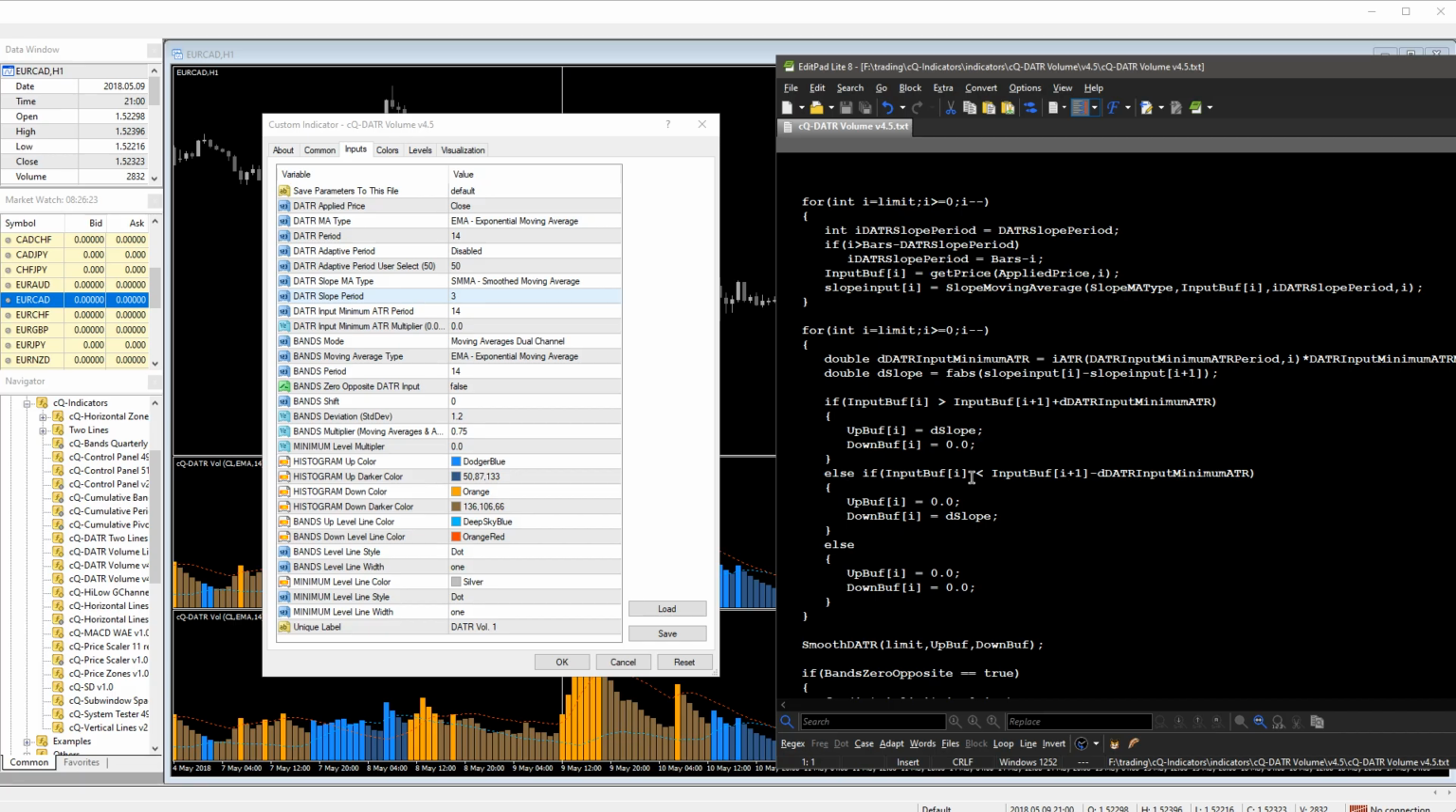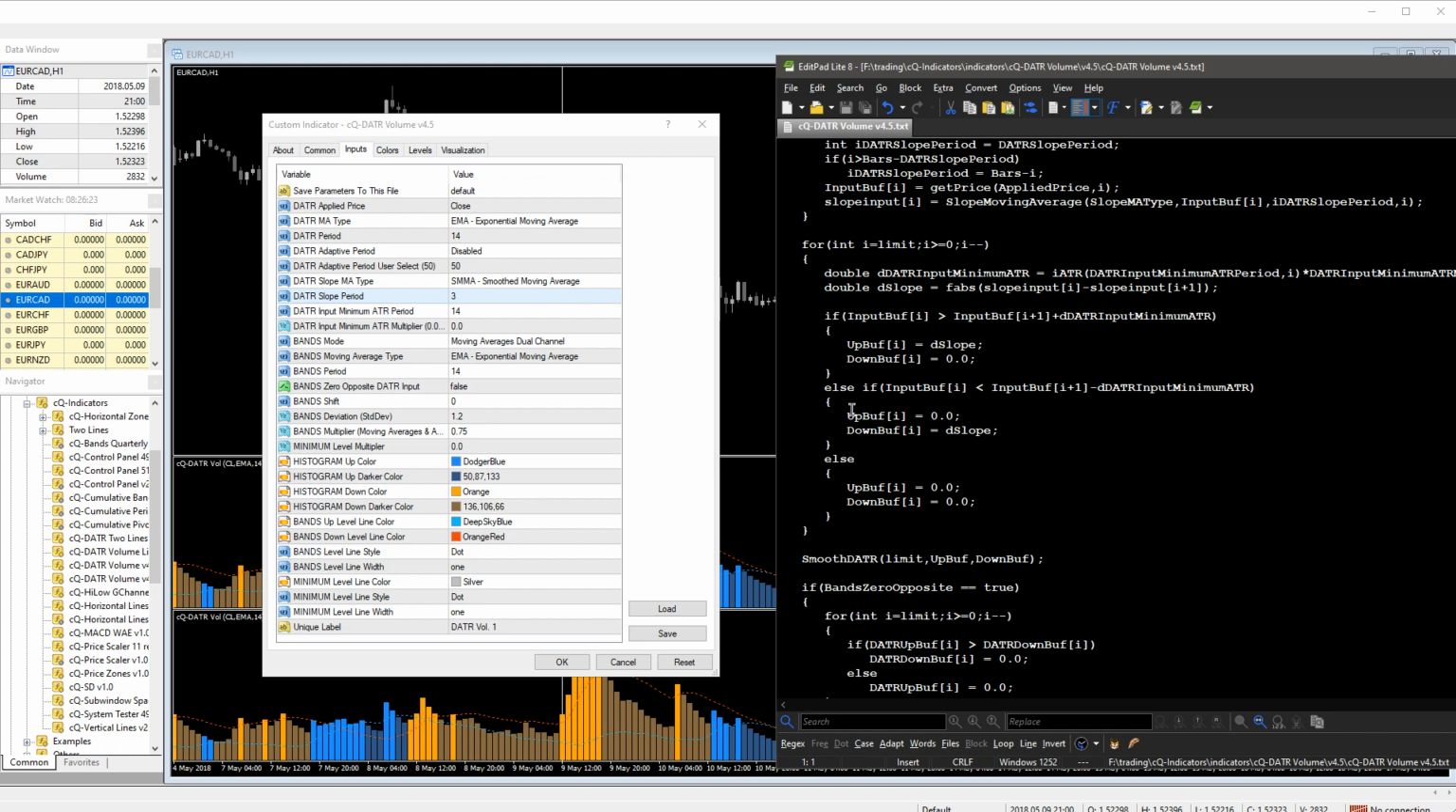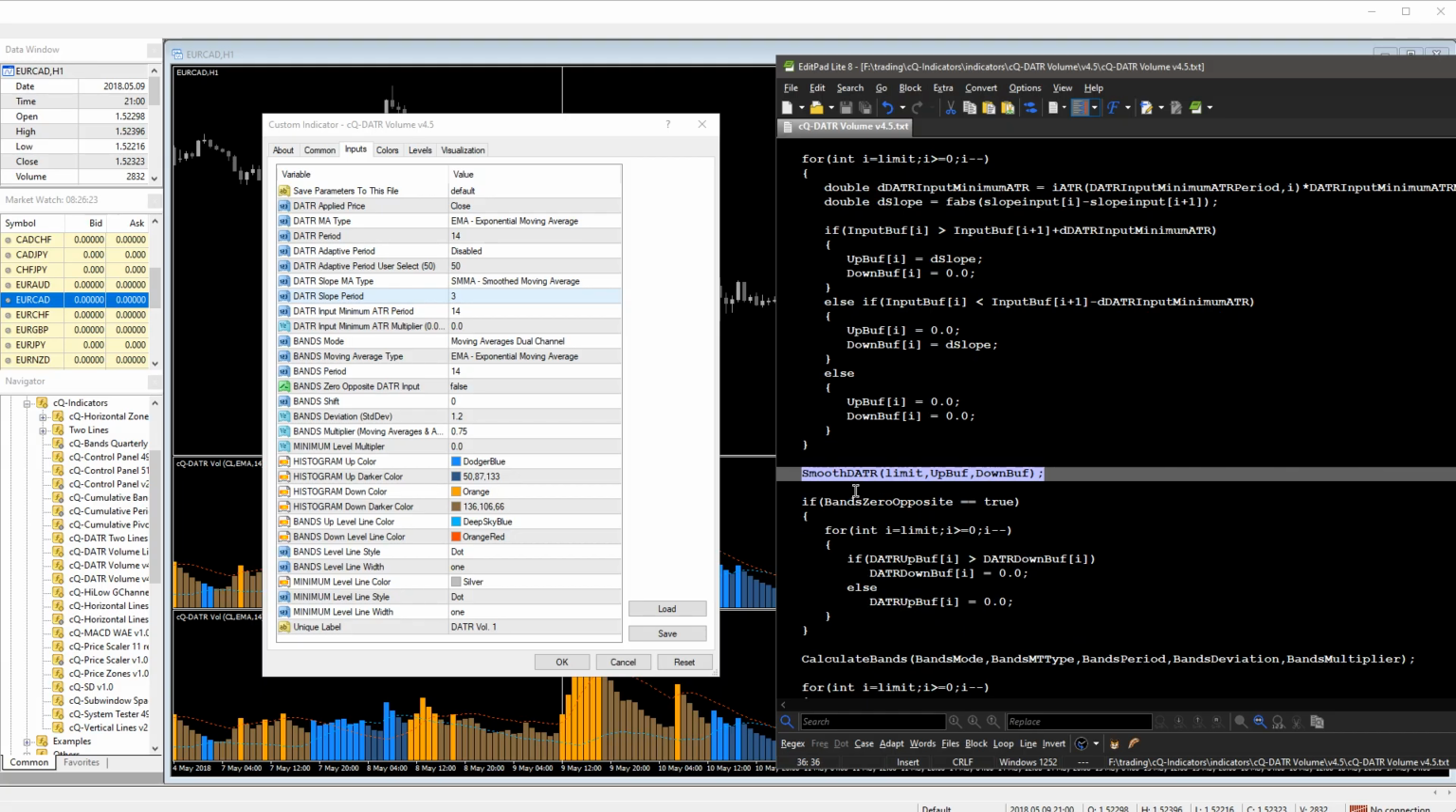If the current input is less than the previous input minus the DATR input value, then this slope value is put in the down buffer, and so forth. If I were to print just these out, it would look pretty choppy, so it has to be smoothed. This is where the actual DATR values are calculated. It's just a moving average, and you can select that right here.